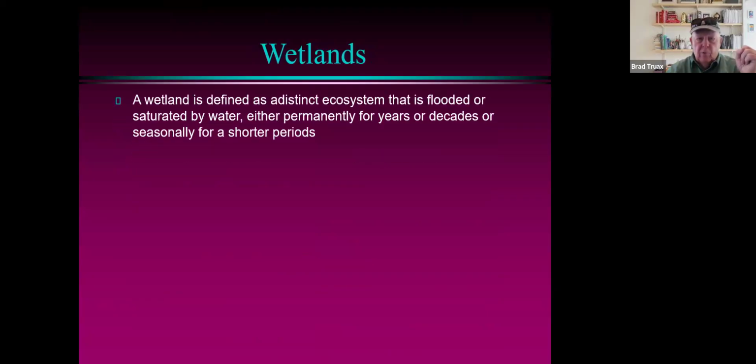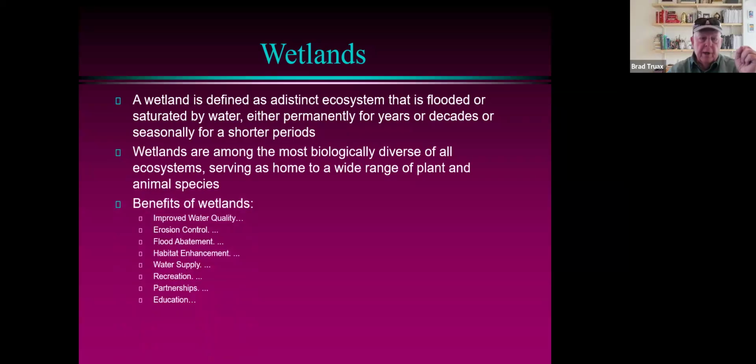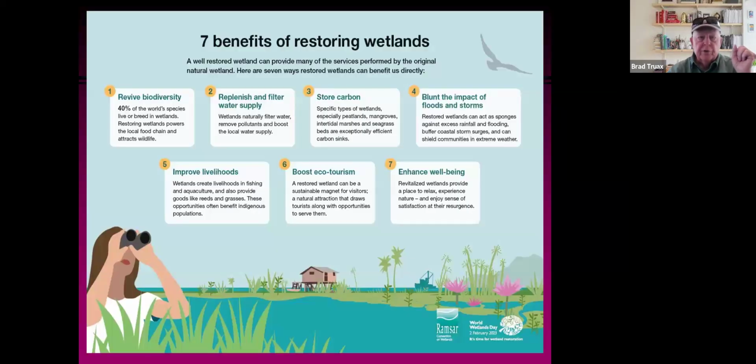Lastly, wetlands are important. A wetland is defined as a distinct ecosystem that's flooded or saturated by water, either permanently for several years or decades, or seasonally for shorter periods. And wetlands are amongst the most biologically diverse of all ecosystems, and they serve as a home to a wide range of plant and animal species. And there are multiple benefits to the wetlands. This slide shows a few of them.